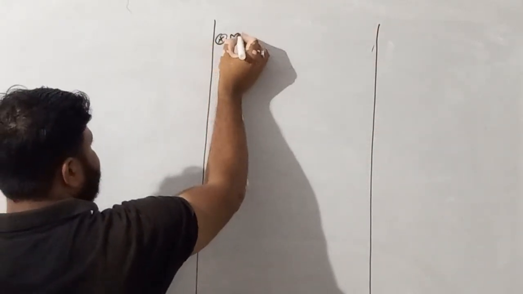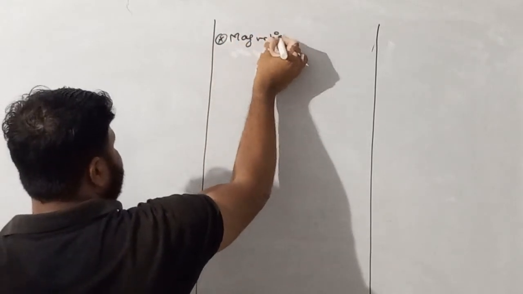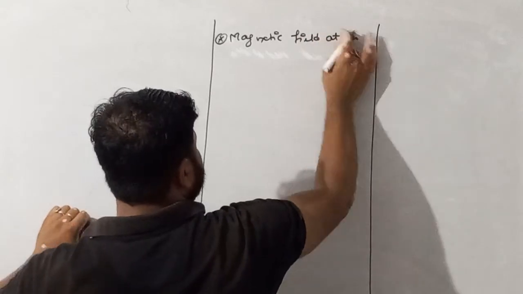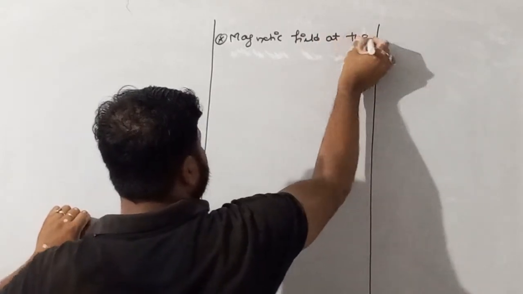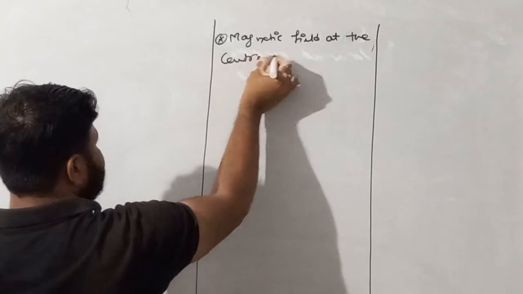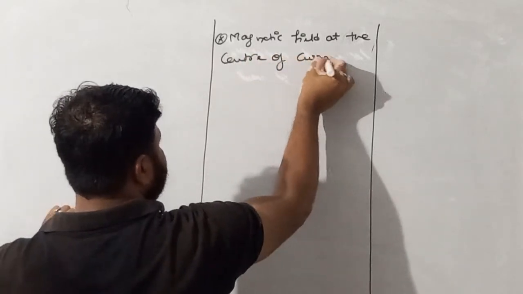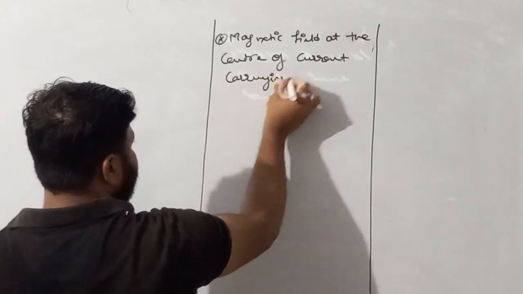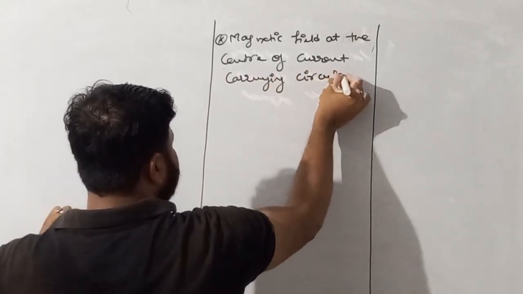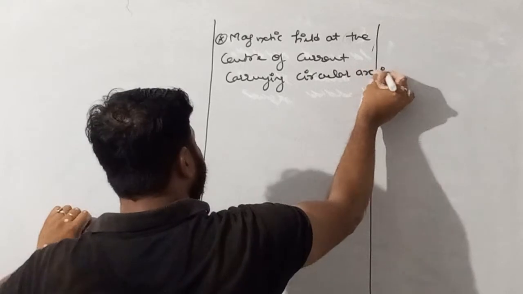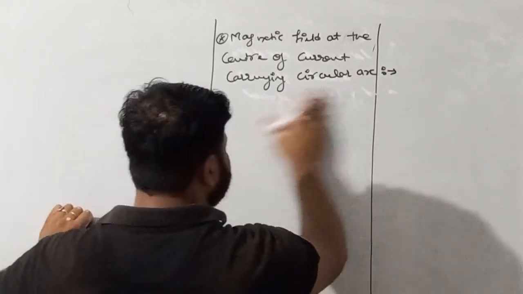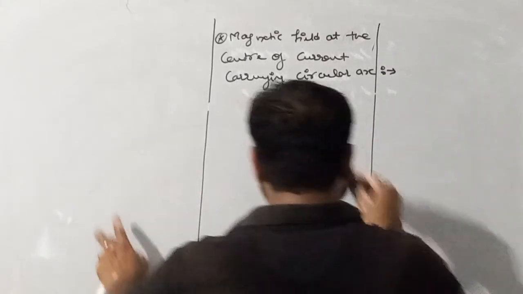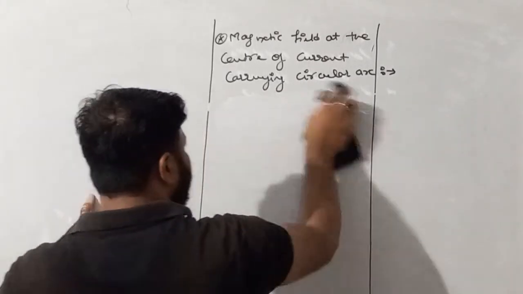So see my dear student, we are discussing now magnetic field at the center of current carrying circular arc. Arc is nothing but part of circle. A part of circle is called arc. Write down: part of circle is called arc.